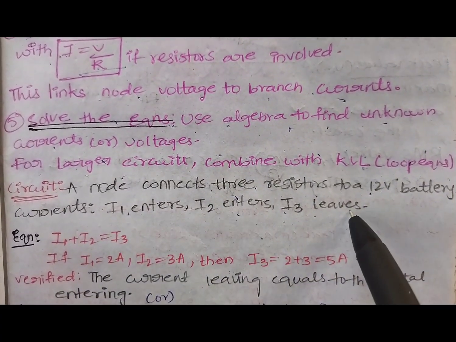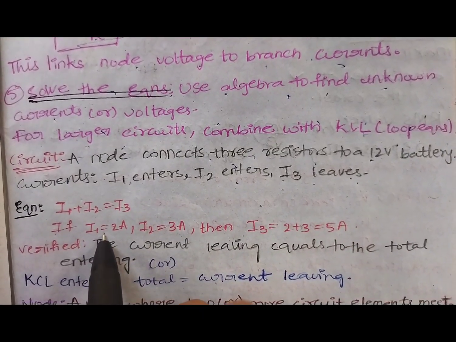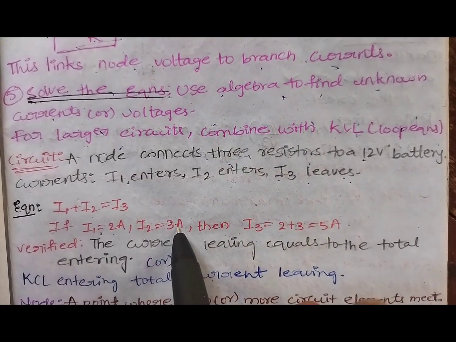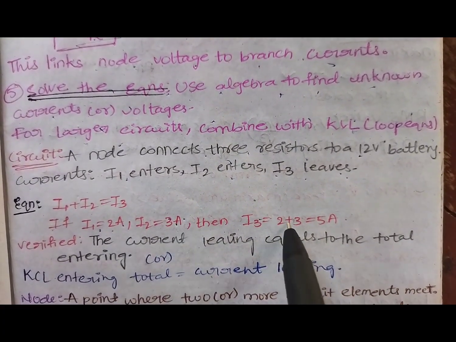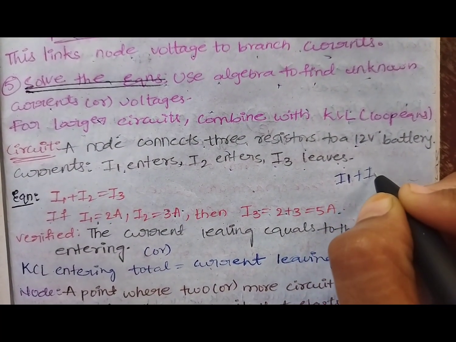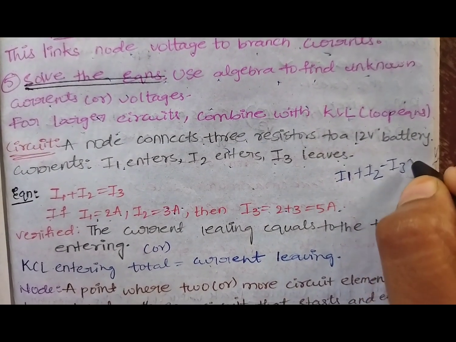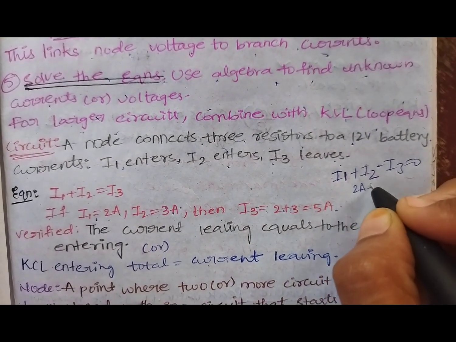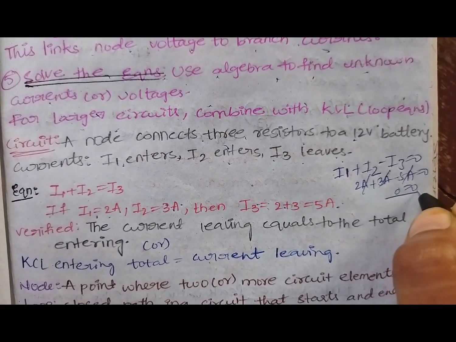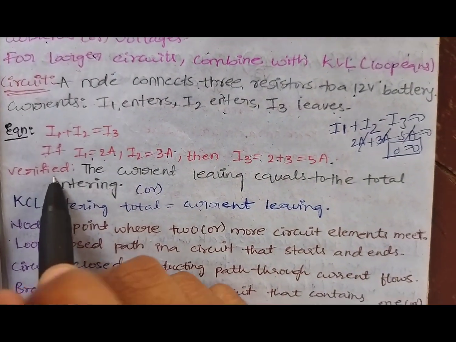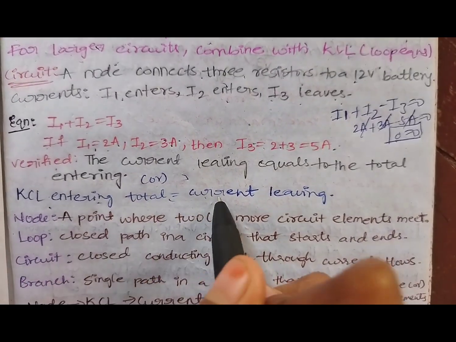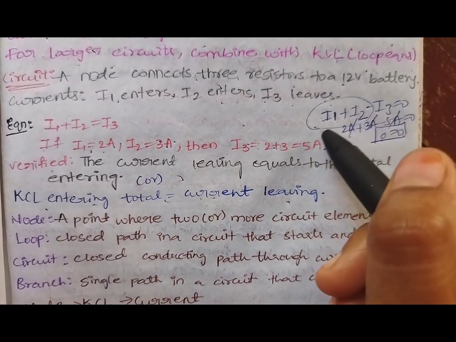Sum of incoming equals sum of outgoing. For example, I1 equals 2 ampere, I2 equals 3 ampere, and I3 equals the sum of the incoming currents. 2 plus 3 is 5, so I3 equals 5 ampere. Sum of incoming I1 plus I2 minus I3 equals 0. Here 2 ampere plus 3 ampere minus 5 ampere equals 0, so the condition is satisfied. Verified: the current leaving equals the total current entering.